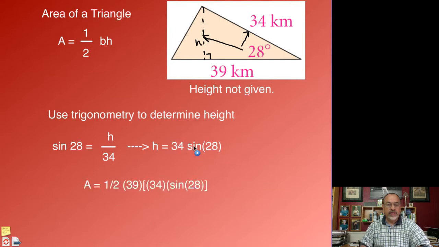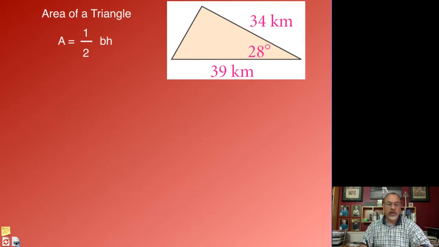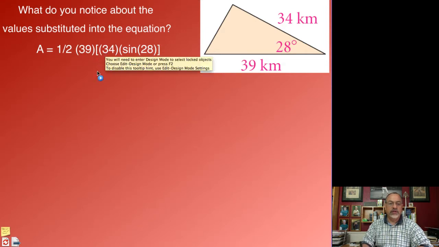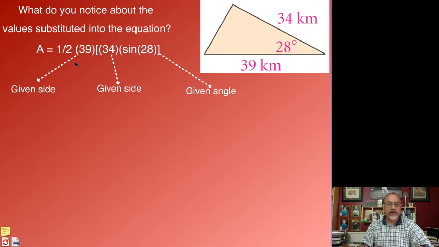So then we could simply take that value and substitute it in our formula. 1/2 the base, 39, times the height, which we calculated at 34 sine 28. And doing this leads us to a way that we can rewrite this formula because it always works out the same way. In other words, if we look at what we just substituted in, the 39 is a side that's given, the 34 is the other side that's given, and the 28 is the angle that's given.